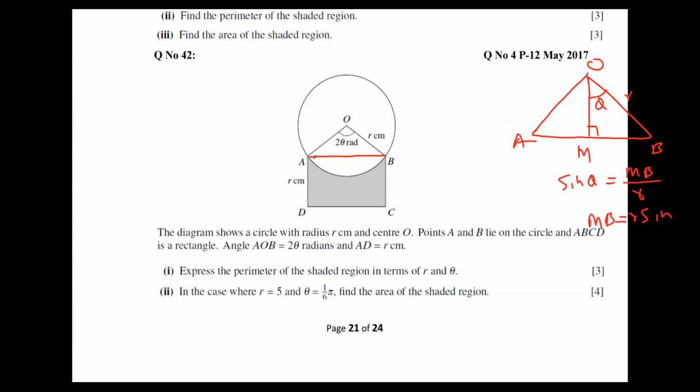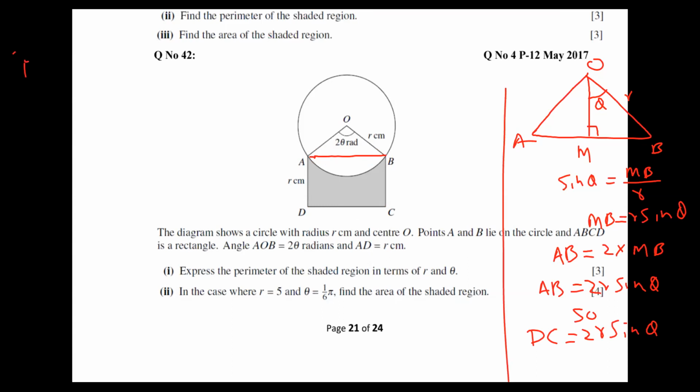So MB is R sine theta, and AB is 2 times MB. AB is equal to 2R sine theta. This gap is 2R sine theta, so DC is as well 2R sine theta. Now I'm finding the perimeter.